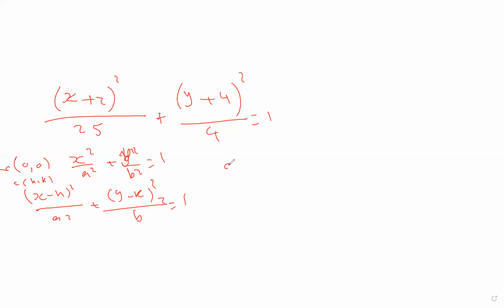So a² equals 25, then a equals positive or negative 5. b² equals 4, then b equals positive or negative 2. What about the center? The center is (−2, −4), the opposite sign of this number and the opposite sign of this number.